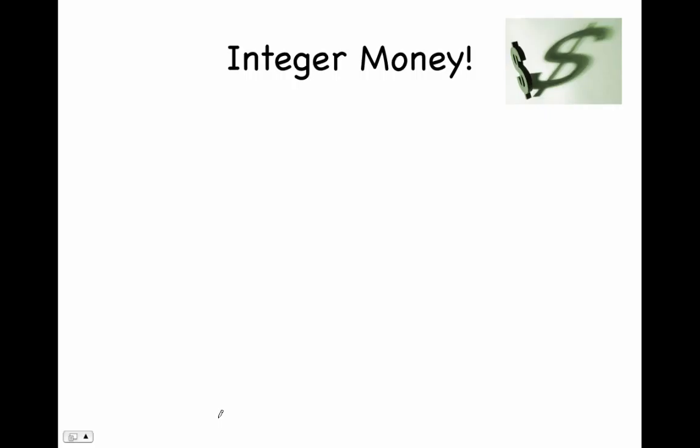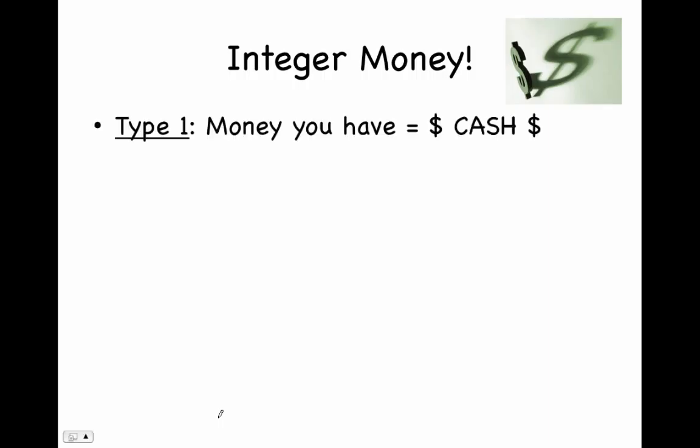Now I want to talk about another model which I really like to use, and it's called integer money. We can call this sort of a value model. It's a really good way of understanding how these rules you learn for adding integers work. And if you don't have a number line, it's really easy just to think of it in your head, and it really helps you understand how to solve many of these problems. Now here's how it works.